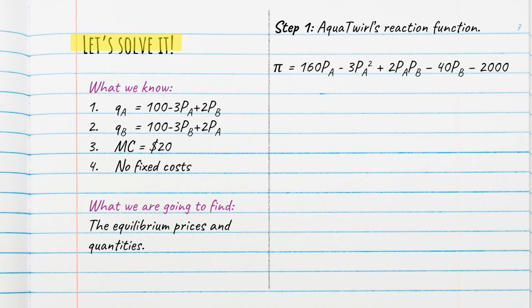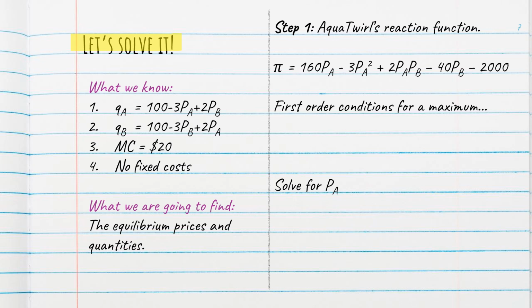Now, what are we going to do with this profit function? Well, we need to maximize it. So we're going to find the first order conditions for a maximum, and from there we'll be able to solve for PA. Keep in mind this PA will not be a number, but instead will be a function that describes how Aquatrol's price optimally depends on their competitor's choice.